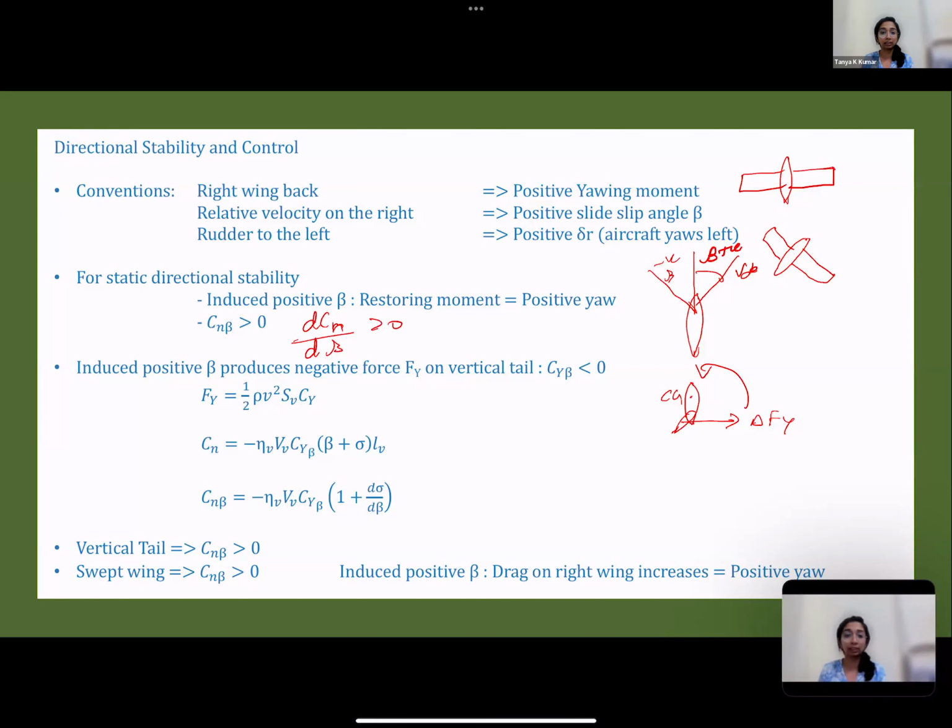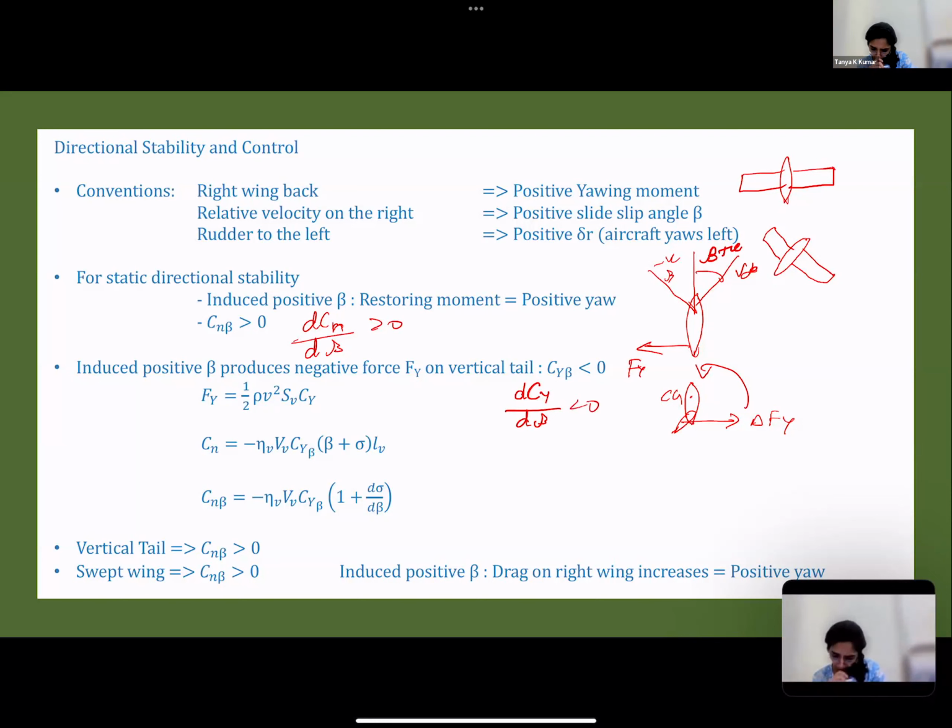N is the moment in the yawing direction. Okay, C and beta should be positive. Now, like I had said, induced positive beta, when there is a positive beta angle here, it's like the angle of attack. So what you have is a negative force being generated, Fy. So Cy beta is negative. Cy is dCy by d beta. Positive beta produces negative force, so Cy beta is negative.